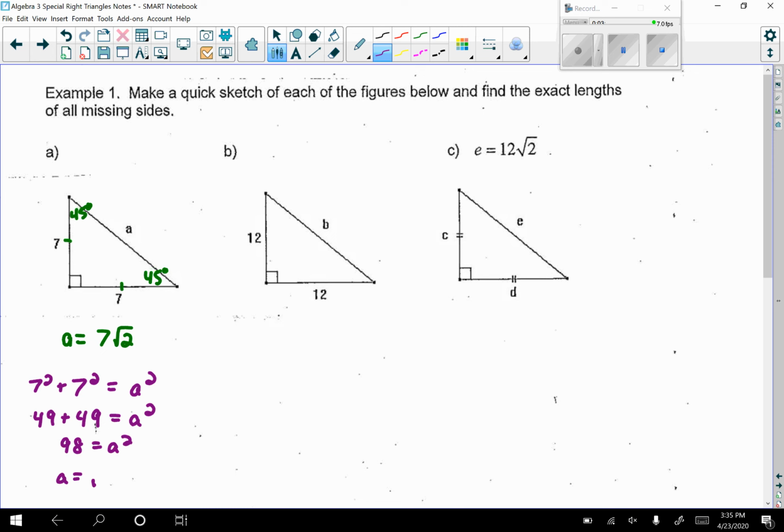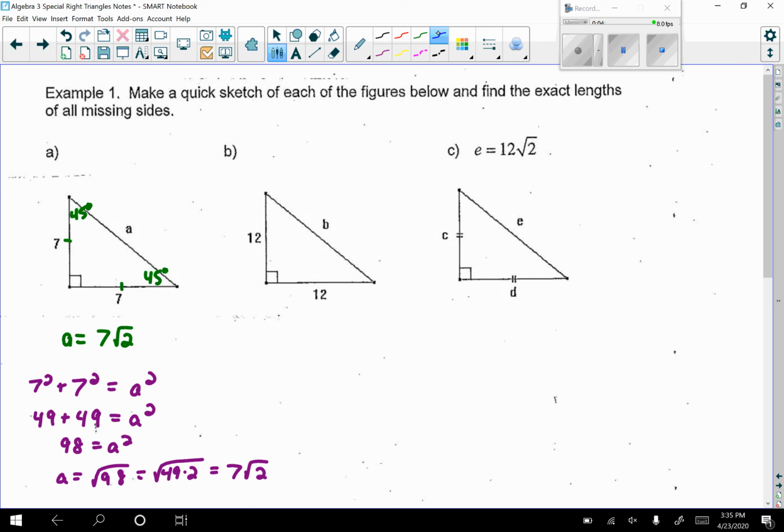And then radical 98, we could say is just, notice how we had to add 49 twice, that's going to be 49 times 2, which turns back out to 7 radical 2. But knowing that fact, we were able to go right to the answer immediately.